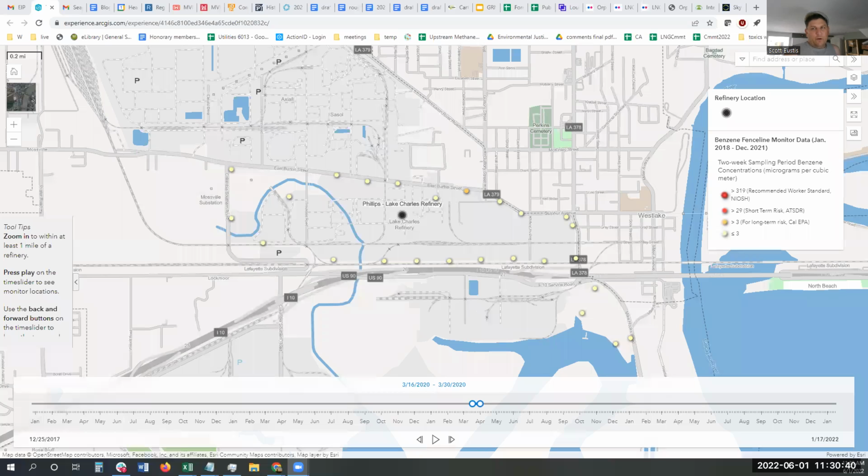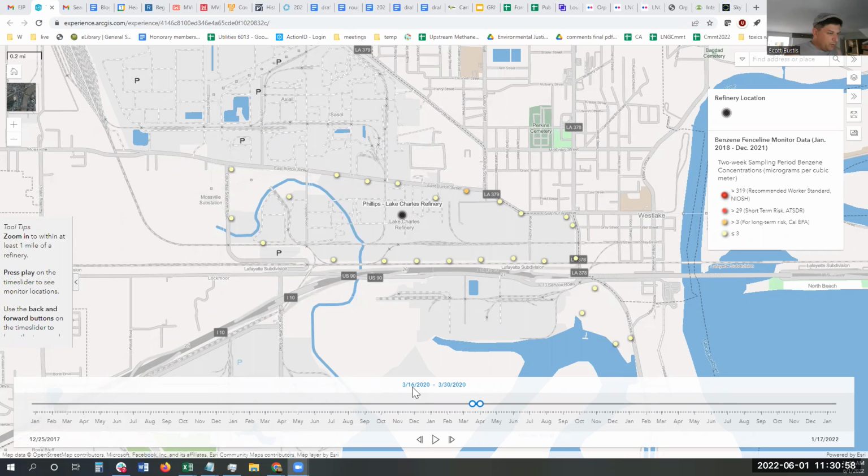But let's look at reasons why we need fence line monitoring, especially during hurricanes, as we look at the Environmental Integrity Project's display of the EPA collected monitoring data. So hopefully you should see on the screen the Phillips 66 Lake Charles refinery, an array of yellow or orange dots and the time slider below.